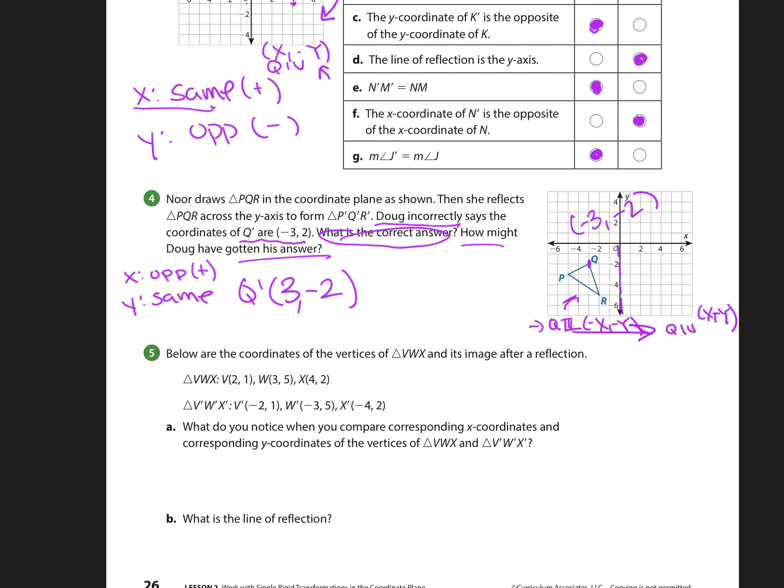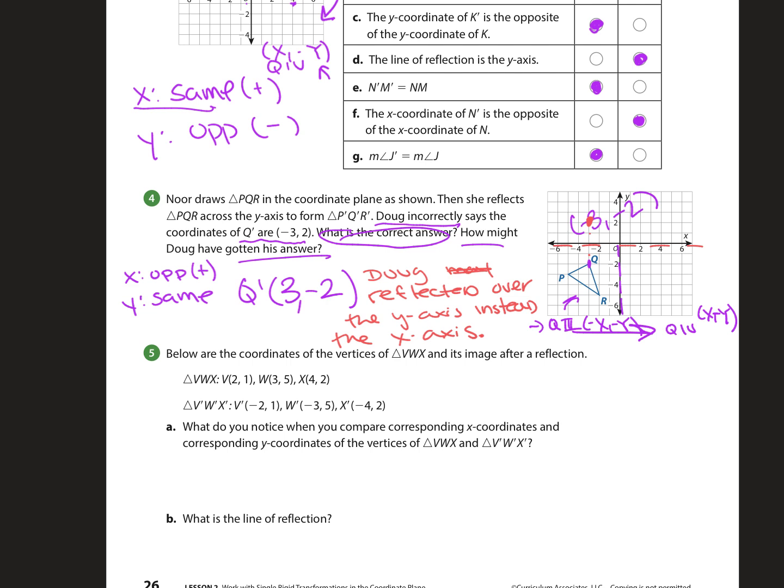Now, what did he do wrong? How could he have gotten that answer? Where is the point negative 3, 2? Let me switch colors here. The point negative 3, 2 is up here. So what did he do wrong when he reflected? Well, he reflected over X. Because this is 1, 2, 1, 2. So we know Doug reflected over the Y-axis instead of the X-axis. That was his mistake, and that happens a lot.